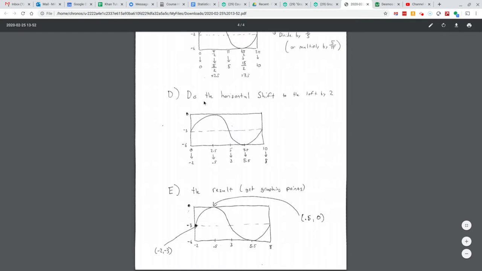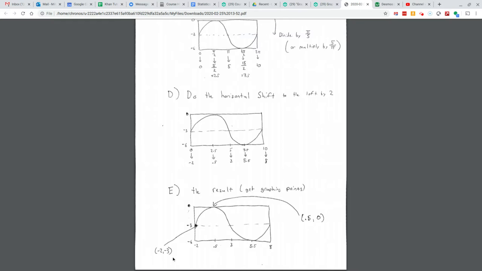And now I'm going to do the last one, which is just a horizontal shift to the left by 2. So I'm just subtracting 2 from all these x values. So this becomes 0. This is 2.5. Sorry, this becomes negative 2. This becomes 0.5. This becomes 3. This becomes 5.5. And this becomes 8. Okay? So part E is just the combination of all this stuff.